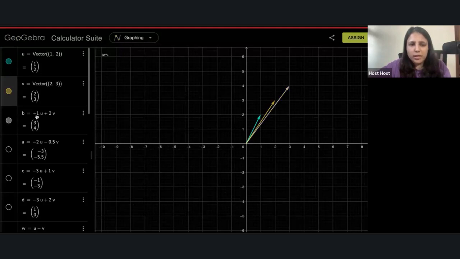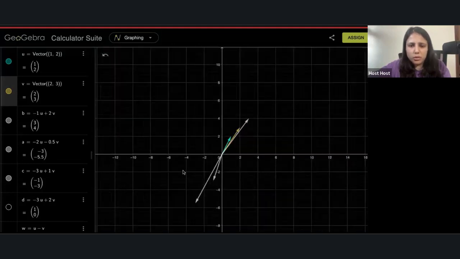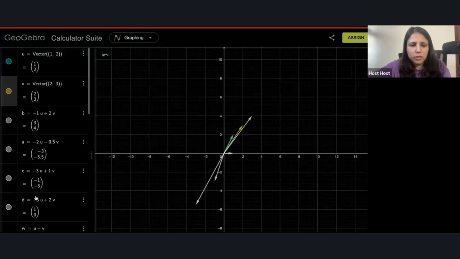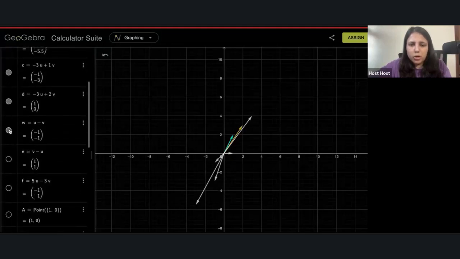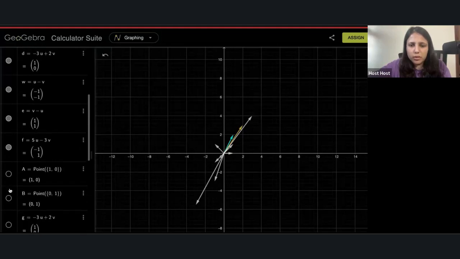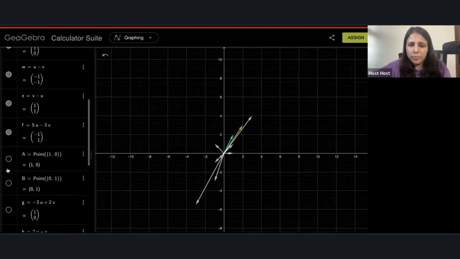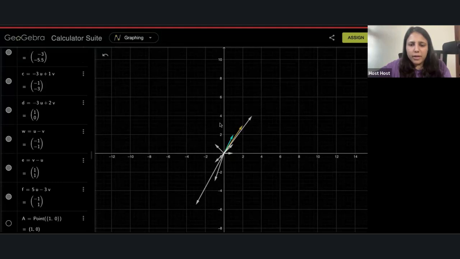If you can see, I have taken minus u plus 2v, and this is the vector representing that. Then let me take another combination. This is minus 2u minus 0.5v. Let me take another combination, and another, and another. So you can see that whenever I take a linear combination, it's going in different directions.